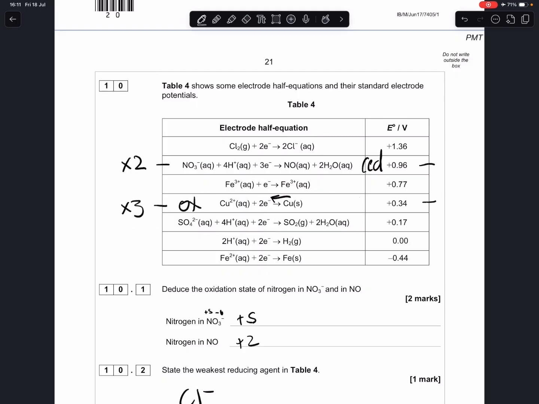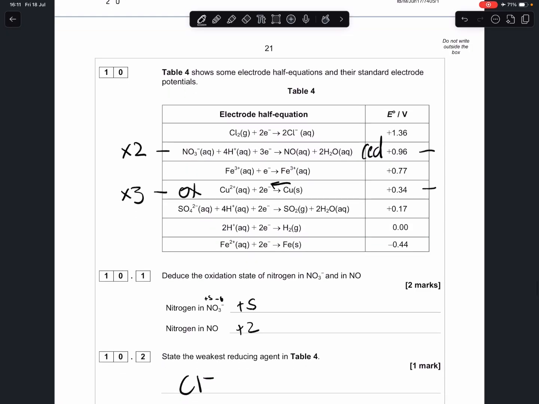And therefore, once we do that, the electrons will be balanced. There's no electrons just disappearing into space or too many electrons being made. We have the same amount, 6. So to write out the overall equation, you flip the arrow going that way, and you balance the electrons, so you times everything by 2 and everything by 3.